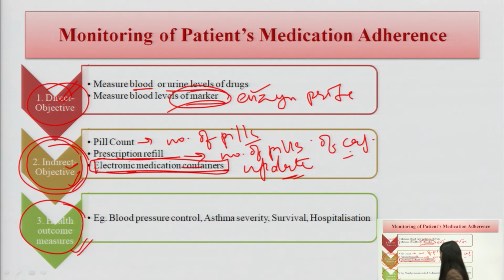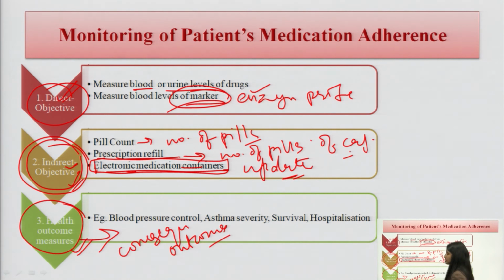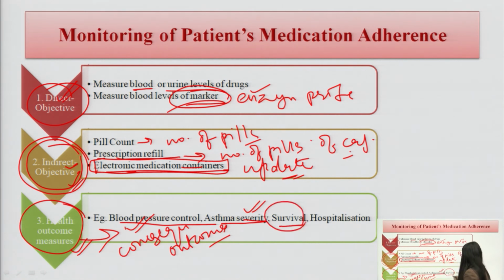Another is health outcome measures. This is a method we call consequences or outcomes. Whatever outcomes are coming, on that basis we decide whether the patient is following a particular therapy or not. So, blood pressure control: if the patient is taking a particular therapy for hypertension, of course it should stabilize the BP. Or asthma severity: if the patient is taking a particular drug for asthma treatment, it is improving the asthma.